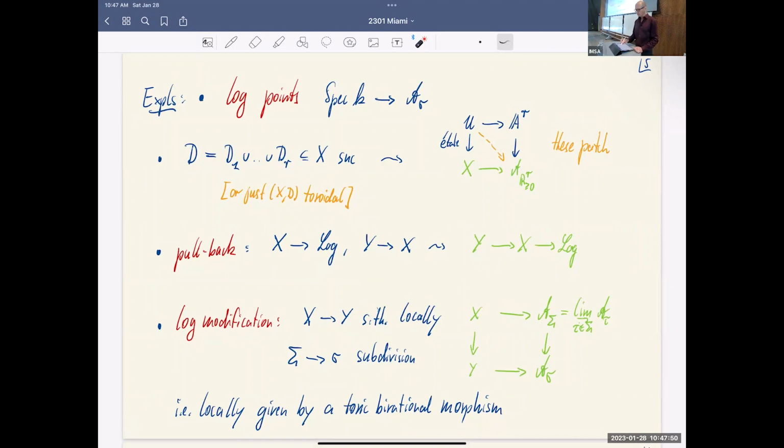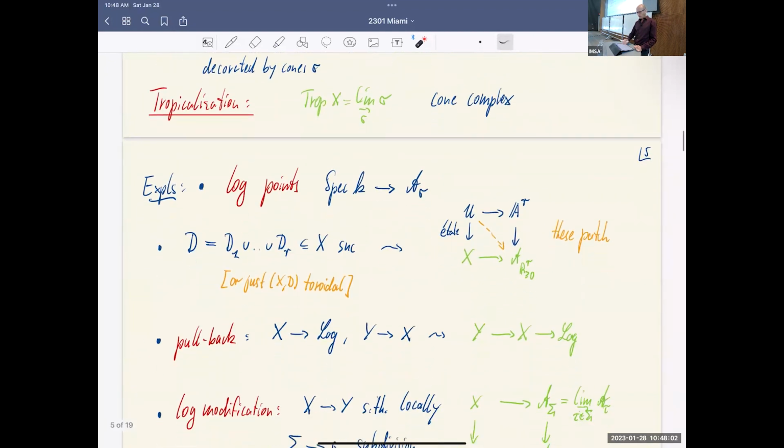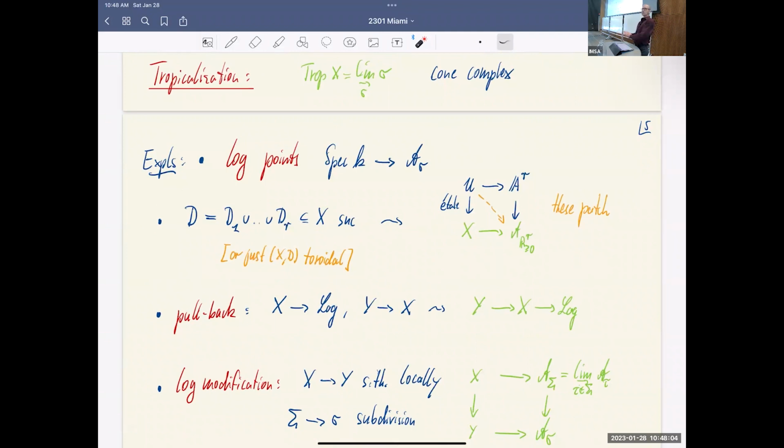So log points are just morphisms from spec K to a sigma. Typically, you would want to map to this closed point, which was the BGM squared on the previous slide. So they are interesting log structures on points. And then if you have a simple normal crossings divisor, I discussed the case R equals 2 in this parenthetical remark on the previous slide.